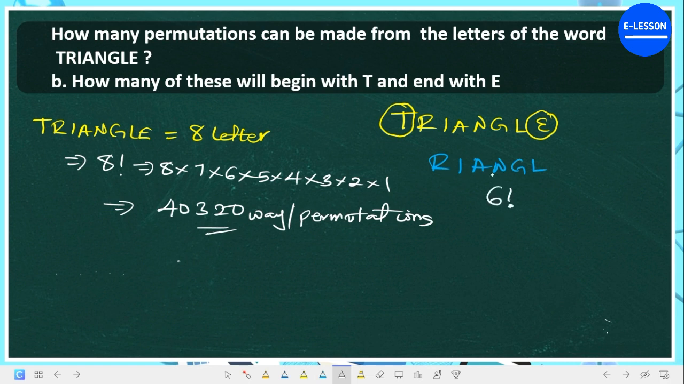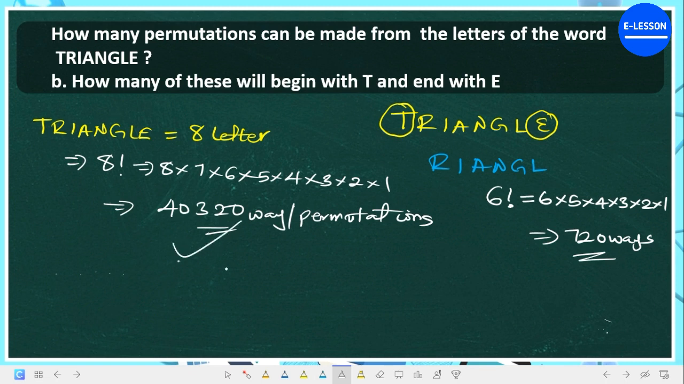Is there any repetition here? No, there is no repetition. If there is a repetition, then we divide by the number of repetitions there. But since there's no repetition, we just say 6 factorial. And 6 factorial is 6 times 5 times 4 times 3 times 2 times 1. When you multiply this, it's going to give you 720 ways. Are we getting it now? So question A, this is the answer, and question B, this is the answer. So overall, this is the answer to this question.